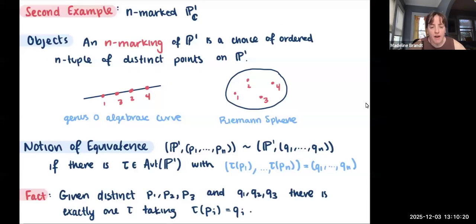And there's a key fact, which is like a homework exercise. If you have your favorite 3 points on P1 and I have my favorite 3 points on P1, then there's a unique automorphism taking the P sub i's to the Q sub i's. The conventional favorite choice of points is 0, 1, and infinity. So given any 3 points, I can always find some automorphism that takes those 3 points to 0, 1, and infinity.